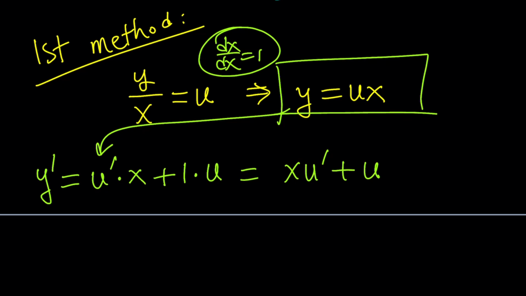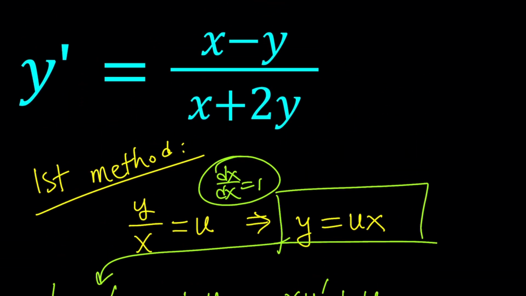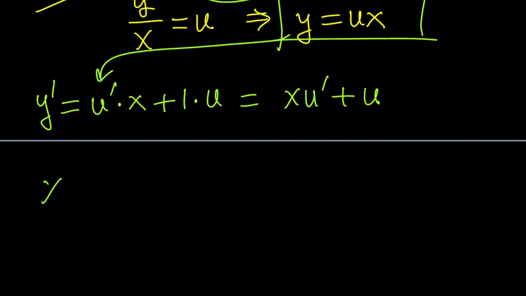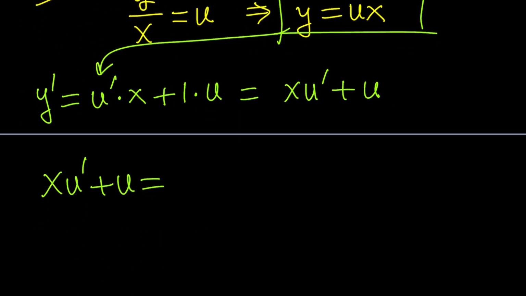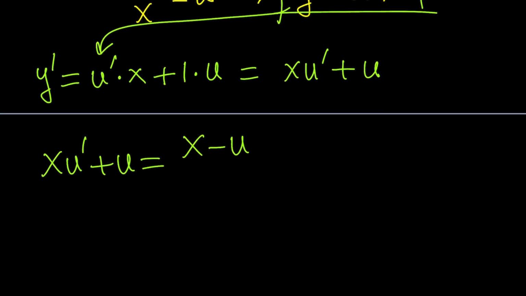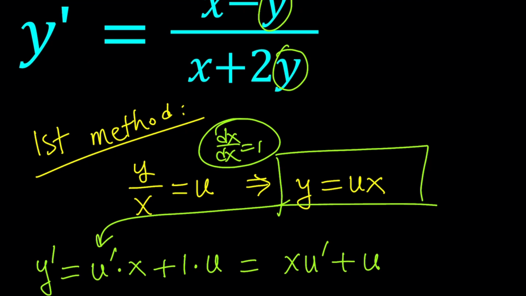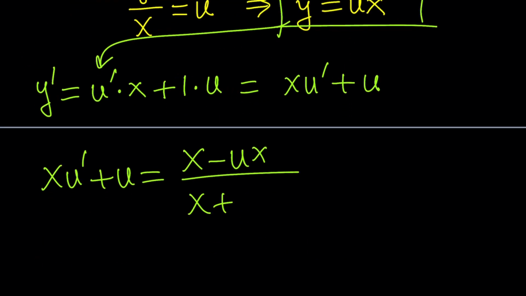So that's y prime. We can go ahead and replace y prime with that, which is x u prime plus u, and replace y with ux everywhere. Let's do it. (x minus ux) divided by (x plus 2ux).